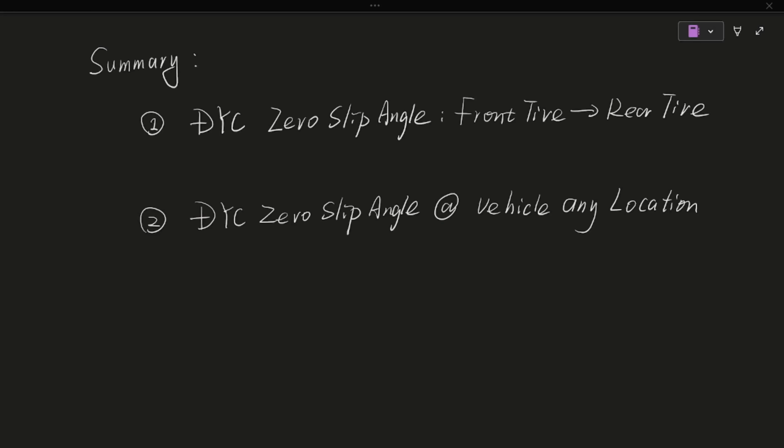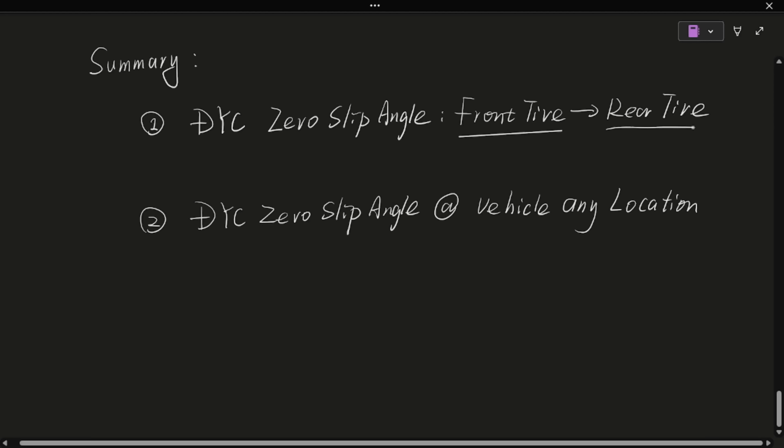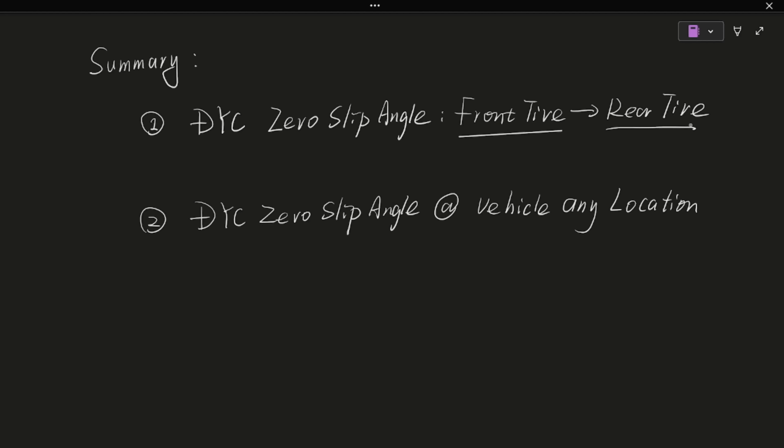Finally, let's summarize the main content of this paper. First, DYC control solves the vehicle spin problem by transferring the potential from the front wheels to the rear wheels. Currently, the industry implements DYC by adding extra hardware, such as four-wheel steering. However, the method in this paper has no extra cost and is extremely efficient.